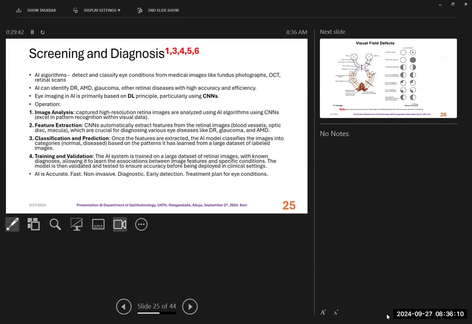Okay, screening and diagnosis. You can actually create an algorithm that will detect and classify eye conditions simply from medical images. AI has the capacity to take high resolution eye images from the cornea down to the retina. In fact, you can use AI to take images of the optic nerve, the visual pathway up to the visual cortex. Because there are algorithms that can do that.